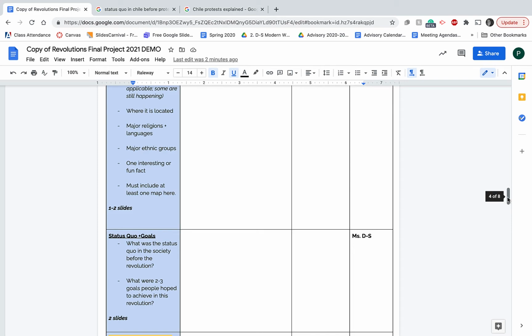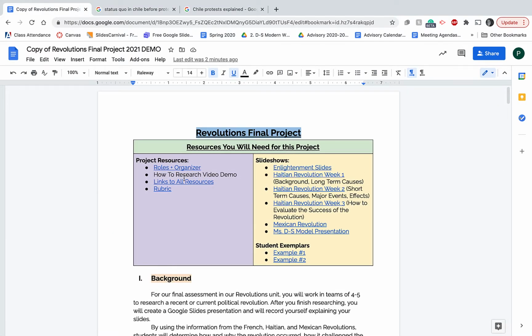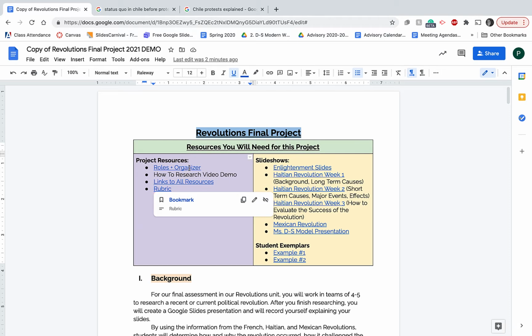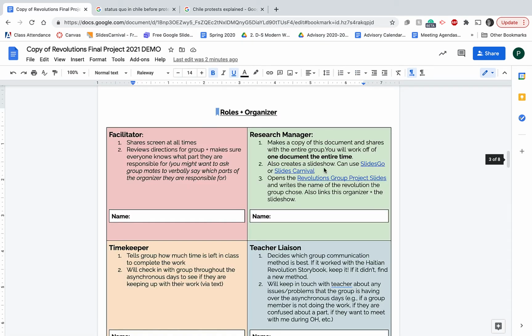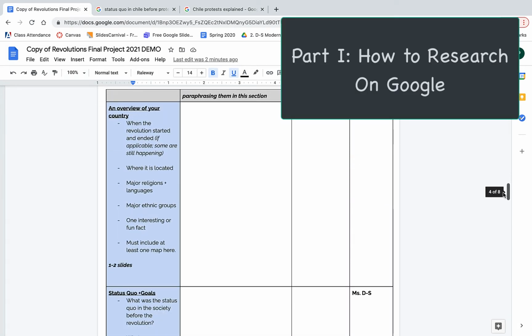Now remember, we have provided sources for you already. They are located right here under all resources for final. Everything that I'm teaching you right now, you can apply if you were to look at those resources as well. What I'm going to show you right now, though, is how to research using Google.